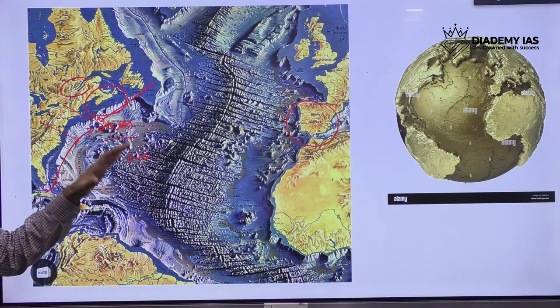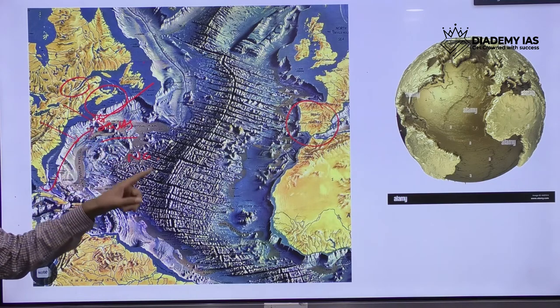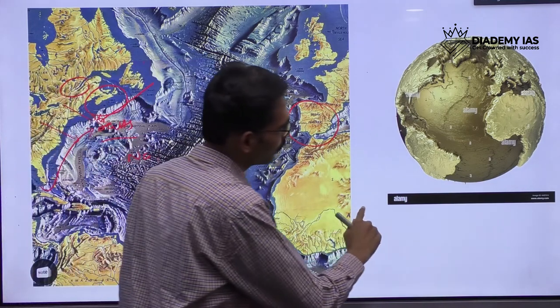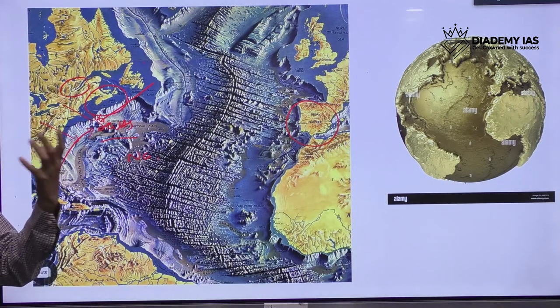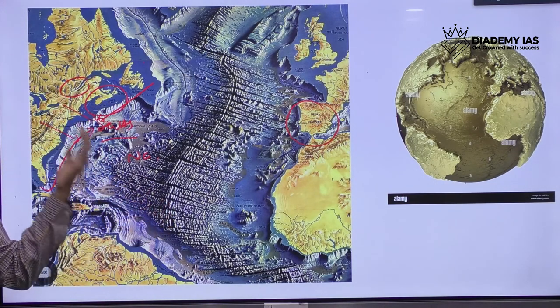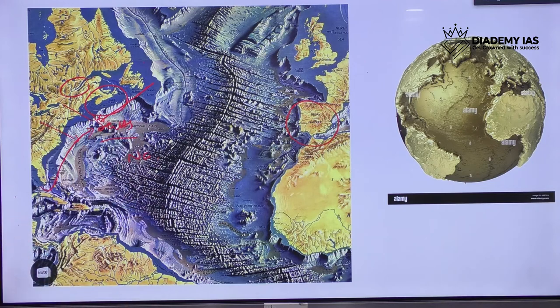Is that clear now? This is how plate tectonics and the continental drift theory explain that once there was a single landmass, which later split into different continents.